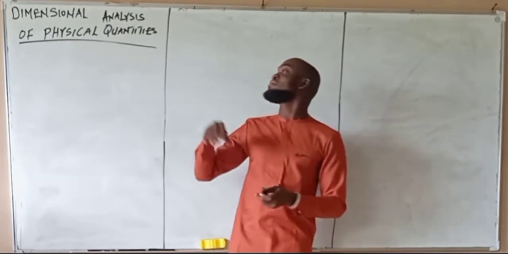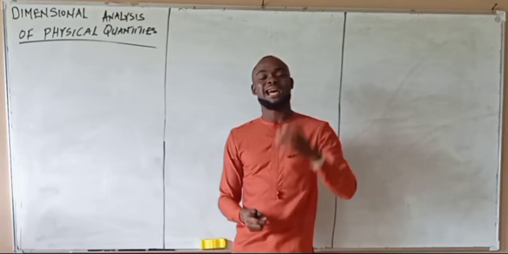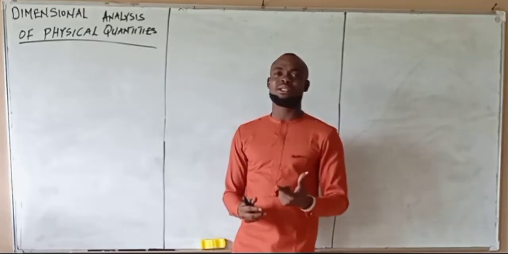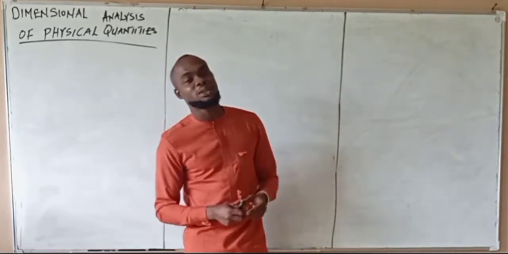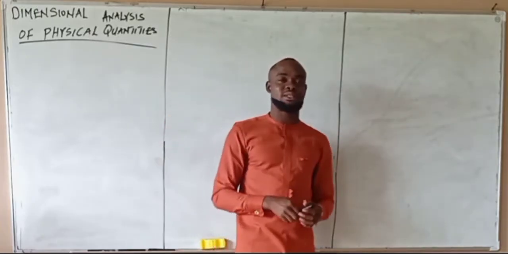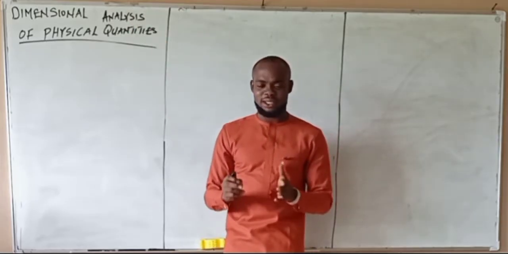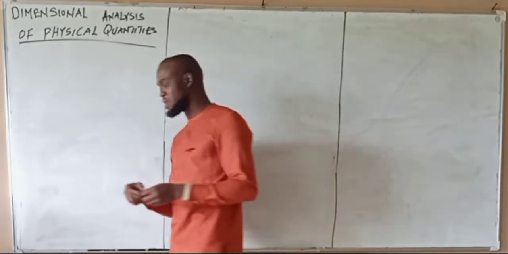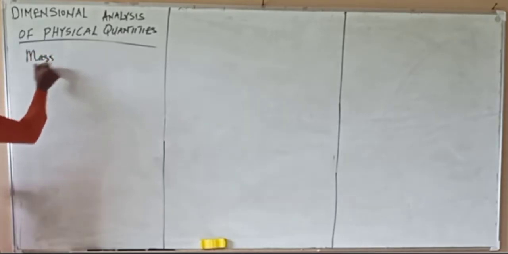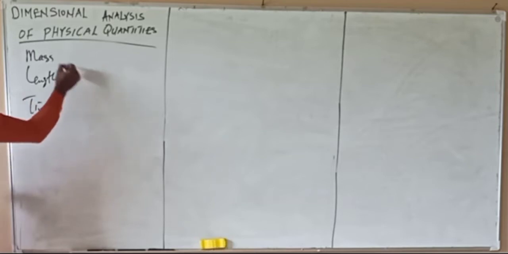Now, what is the meaning of the dimension of a physical quantity? Let's go to the dimension of physical quantities. The dimension of physical quantities shows how an equation relates to its fundamental quantities. I have mentioned some fundamental quantities; examples can be mass, length, and time. Though we have others.